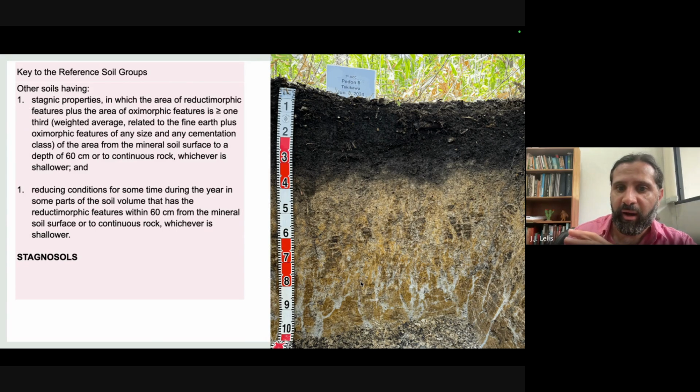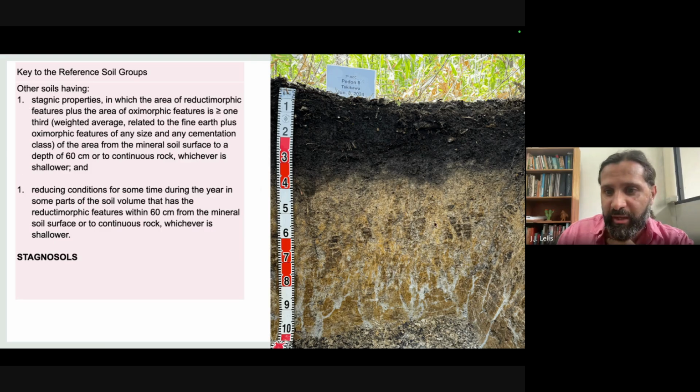And this huge amount of water in the voids induces reducing conditions with reductimorphic features in the aggregates. So the stagnic properties are those in which the area of reductimorphic features plus the area of oxymorphic features is equal or higher than 1/3 of the area of the mineral soil surface to a depth of 60 centimeters or to a continuous rock, whichever is shallower.